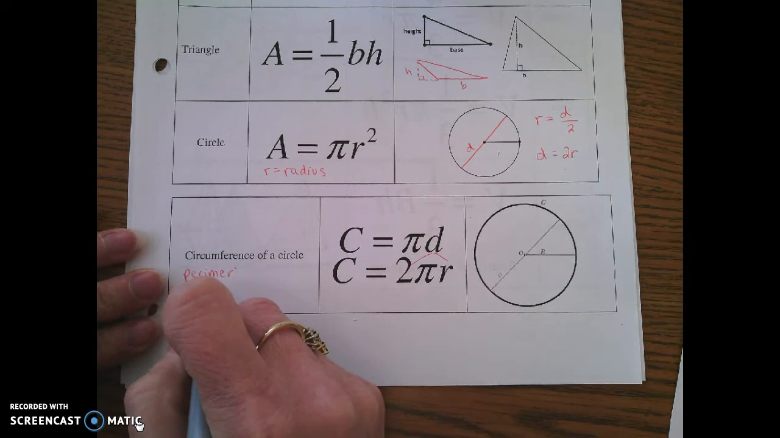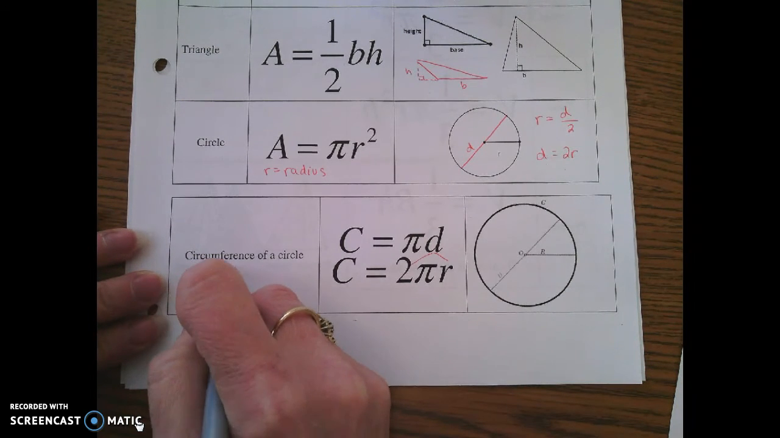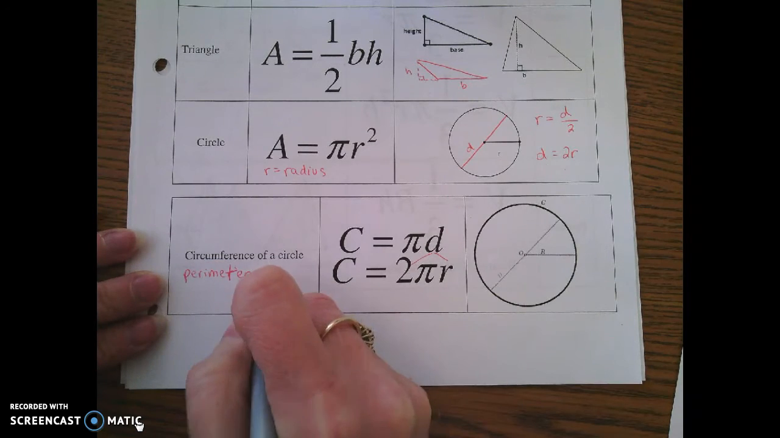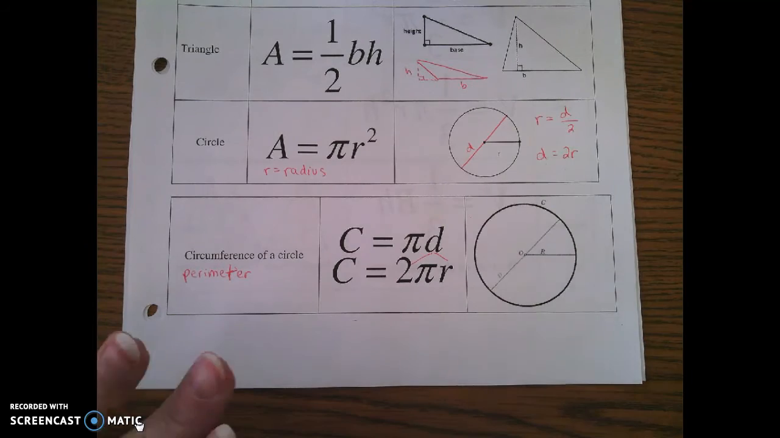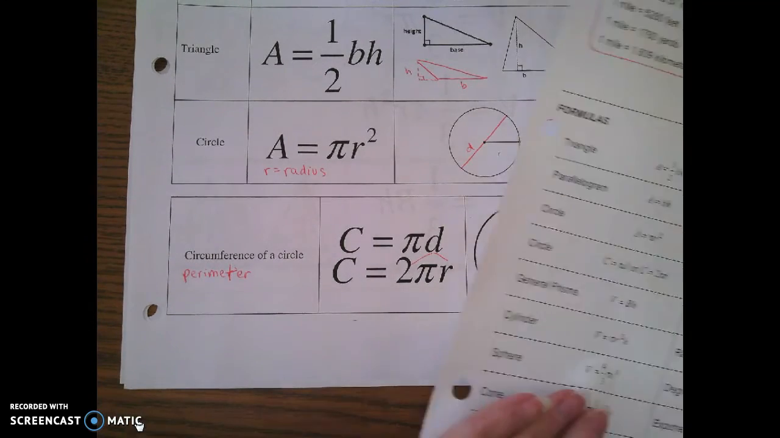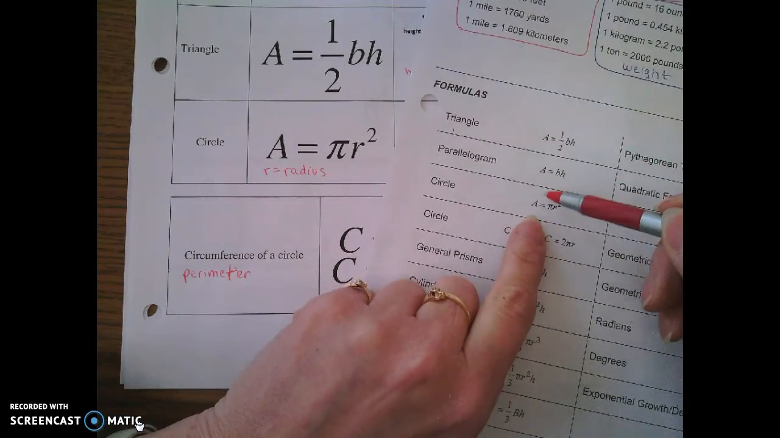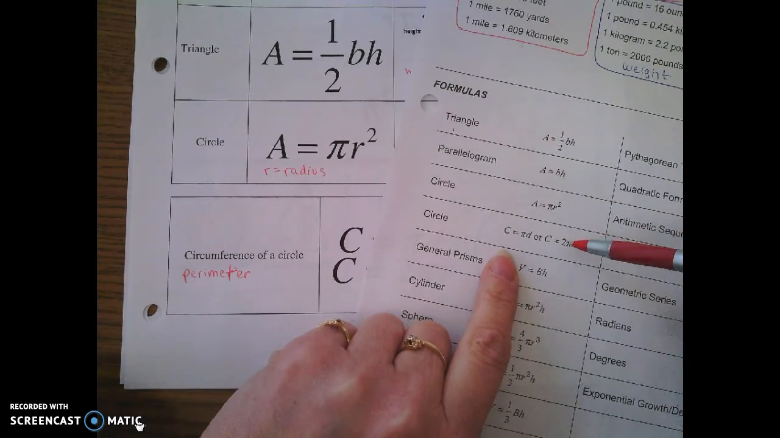P-E-R, I'm spelling it wrong. P-E-R-I-M-E-T-E-R. It's the same as the perimeter. It's your distance around the outside. So those are all on your reference sheet right here. Area, area, area, and then circumference of a circle.